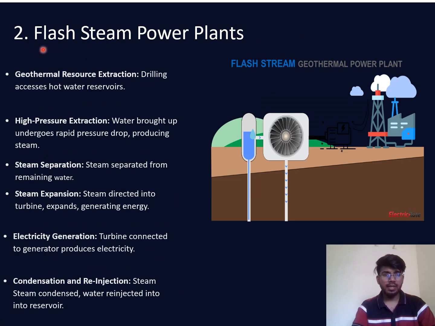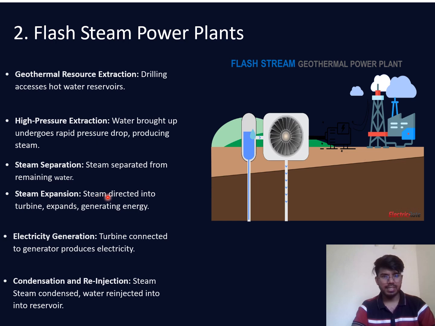Now the second type of geothermal power plant is called the flash steam power plant. Let us understand this step by step. First is geothermal resource extraction: as in the previous one, drilling to access the hot water reservoir, with high pressure extraction. The water boils up and undergoes a rapid pressure drop, producing steam, and then steam separation. The steam is separated from the remaining water.